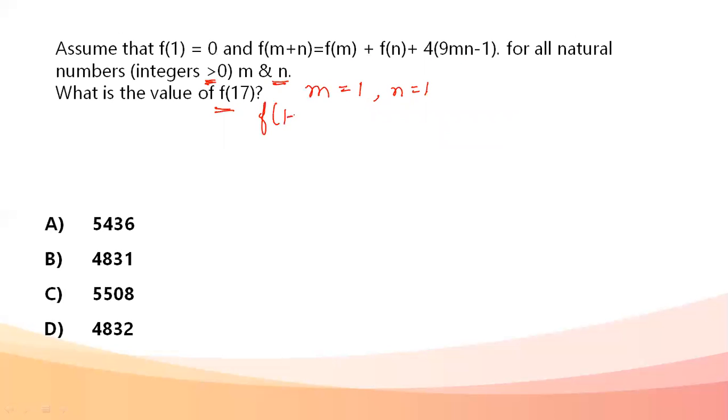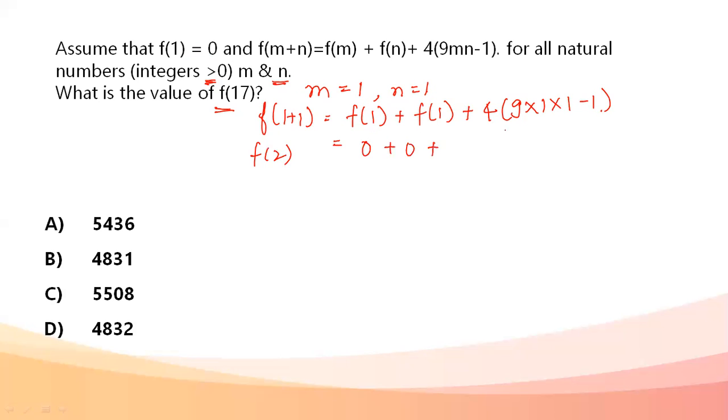So f of 1 plus 1 equals f of 1 plus f of 1 plus 4 into 9 into 1 into 1 minus 1. So f of 2 finally comes out. F of 1 is given to me as 0. So this is 0 plus 0 plus 9 minus 1, 8. 8 into 4 is 32. So f of 2 comes out to be 32. I have the value of f of 2. F of 1 was given to me.